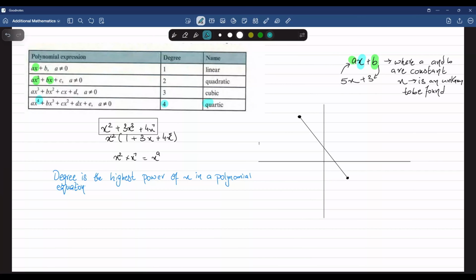And we call it a quartic equation. Right now, it's not really important for you to know anything above the degree of 4, as it's not in the AddMaths syllabus. So chill right now, okay?